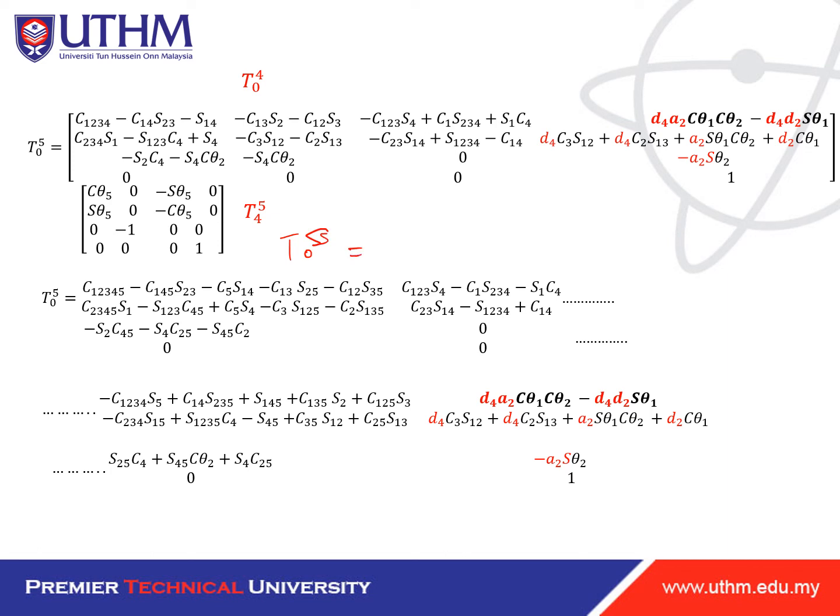is the multiplication of T04 with T45. So these two will go here. So that's how we can get the transformation T05. So we need to multiply T04 with T45, do the same multiplication, and we get this matrix here.